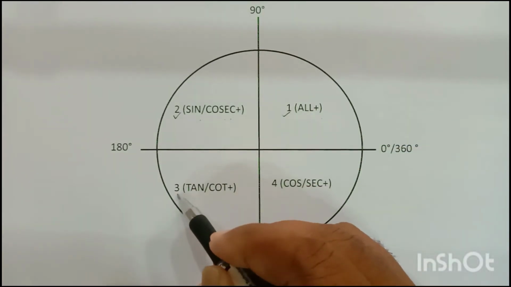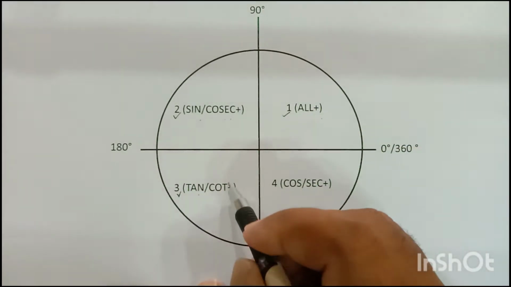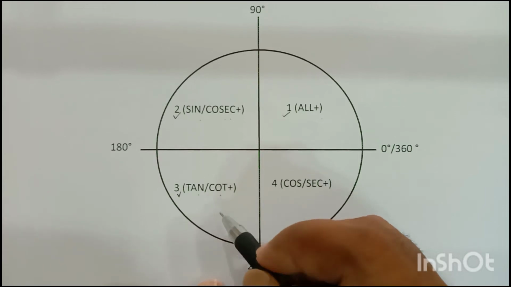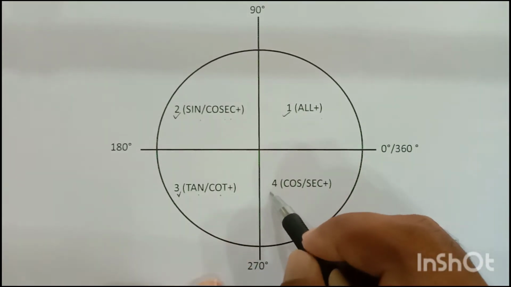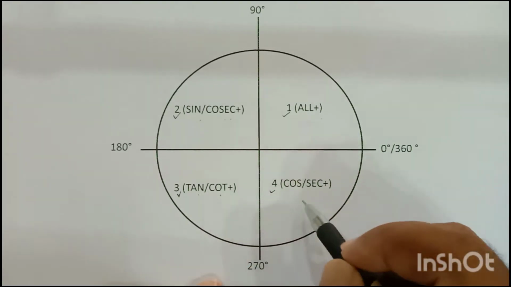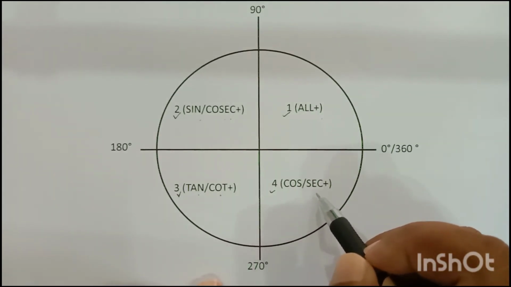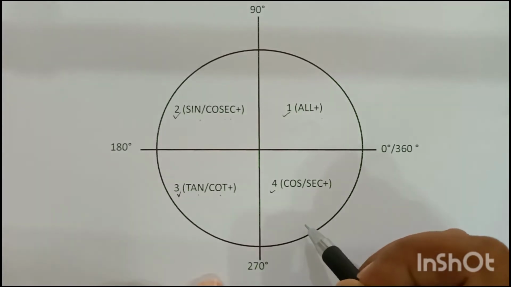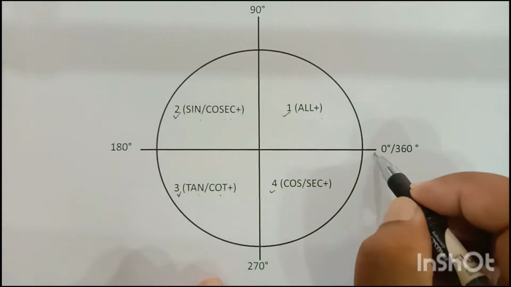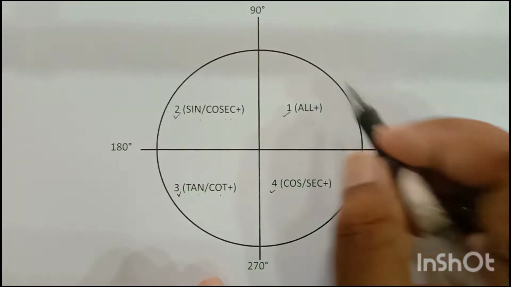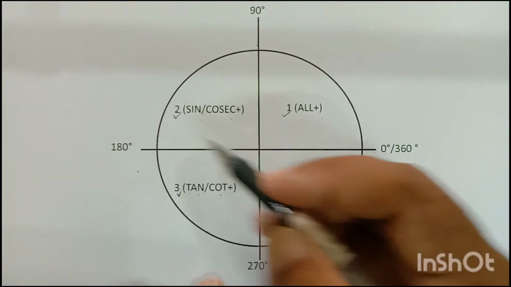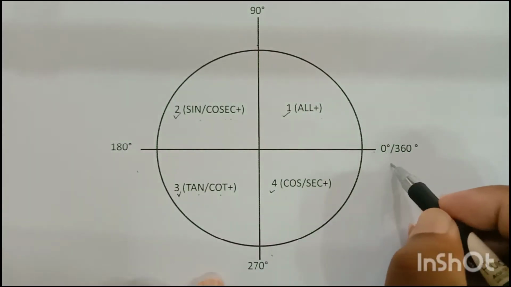This is the third quadrant where tan and its reciprocal cotangent are positive, and in the last, this is the fourth quadrant where cos and its reciprocal secant are positive. Dear friends, this line shows you the 0 degree, 90 degree, 180 degree, 270 degree, 360 degree.